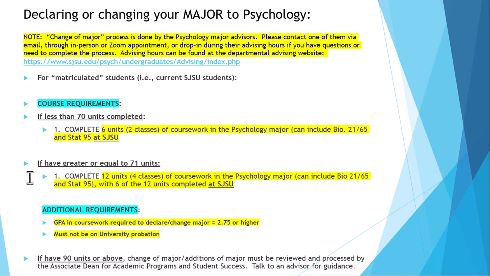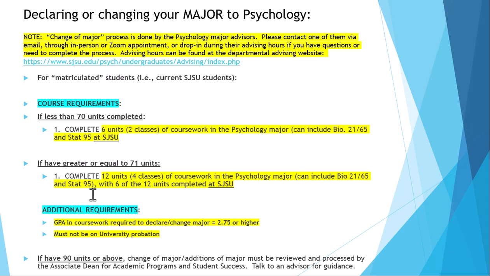Now, if you have earned greater or equal to 71 units, then the course requirement is increased. Okay, so instead of completing only 2 classes, if you've earned greater or equal to 71 units, you have to have completed 4 classes of coursework in the psych major. Okay, so again, look at the list of the psych courses you still need to complete from your what if report. Pick 4 classes from that list. Again, it can include Bio 21 or 65 and Stat 95.